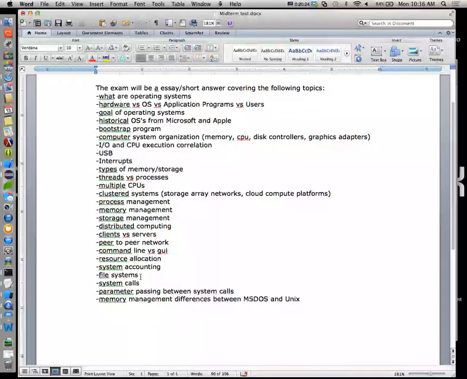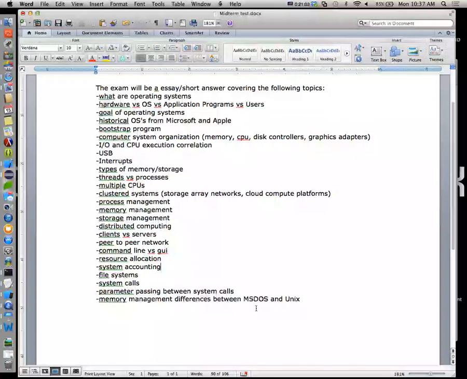Old code still works. We can update how a system call works. But as long as the system call is the same as it used to be in terms of the name of it and what parameters it takes, old programs can still work with those system calls. So it becomes a compatibility issue. Parameter passing between system calls, some of our various options for that. We talked about passing through registers, passing through memory, passing through tables. So a couple different options, and what the pros and cons of those are, that kind of stuff.